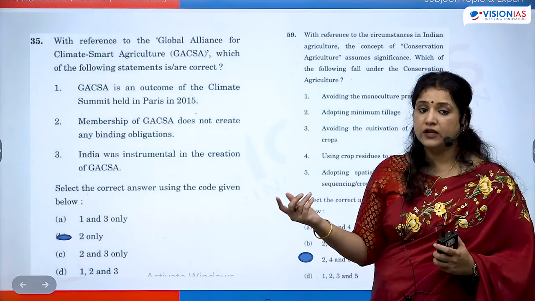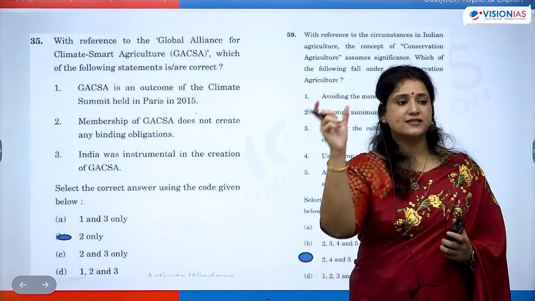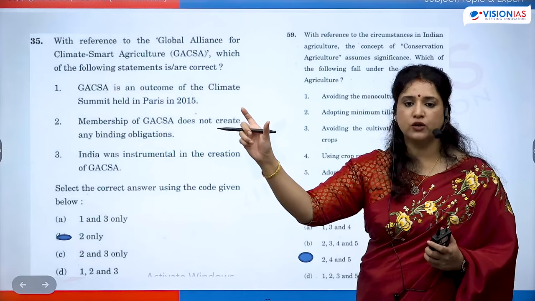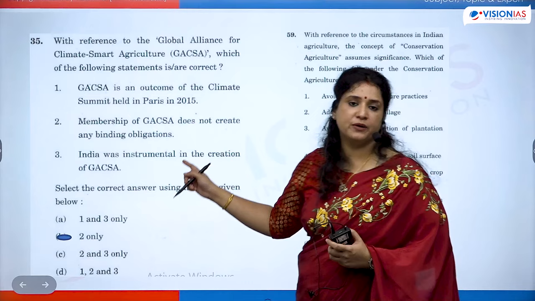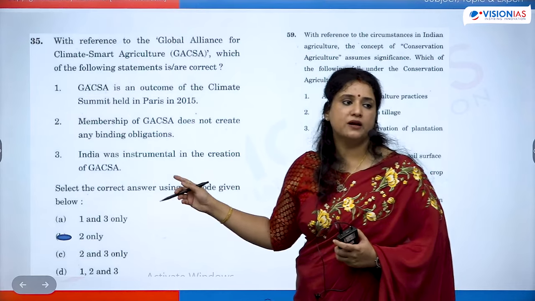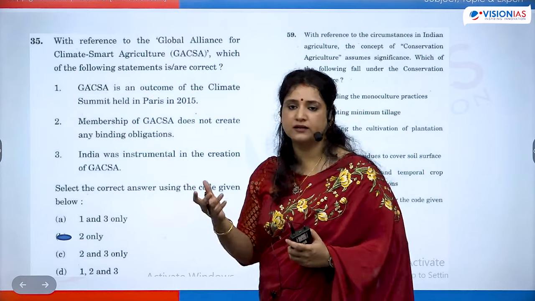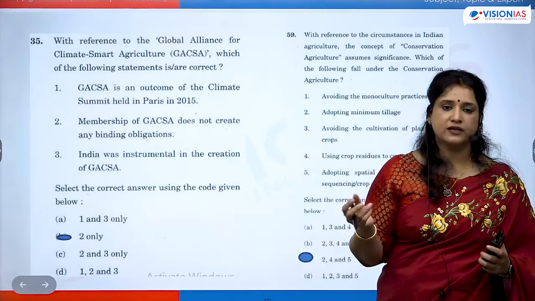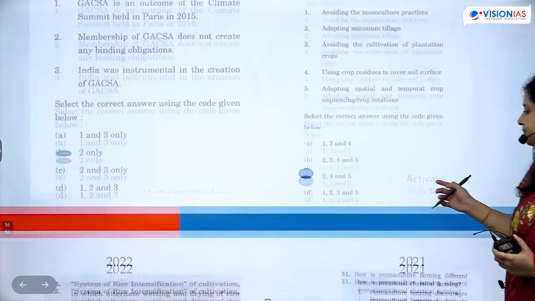Again, I told you, names of initiatives, names of bodies, which may be mentioned somewhere in the middle of some article, UPSC will ask questions on that. And this is an example of that. Okay? Global Alliance for Climate Smart Agriculture was mentioned in a few articles in that span of last 1 year, somewhere here and there. Alright? Okay.